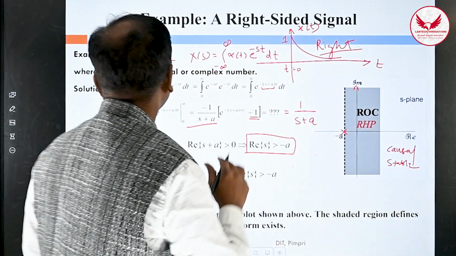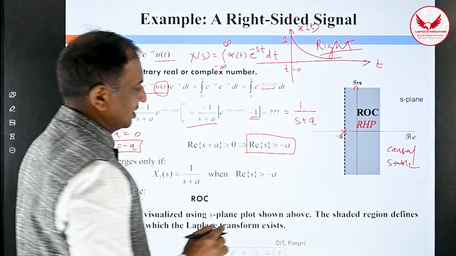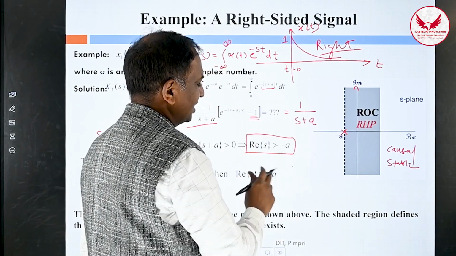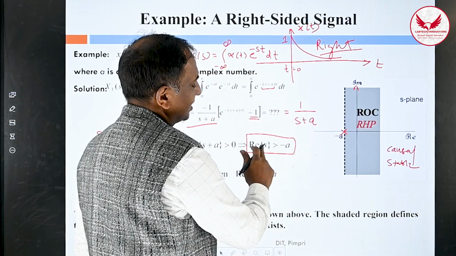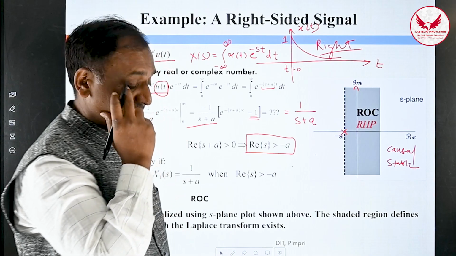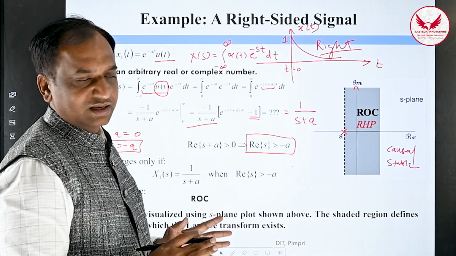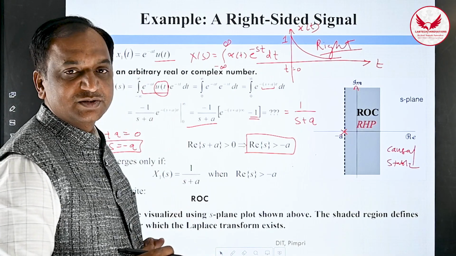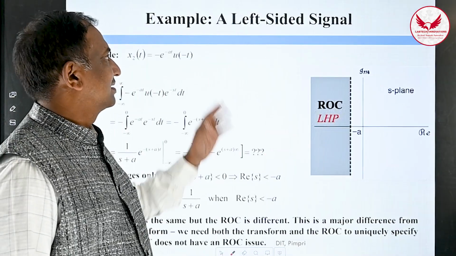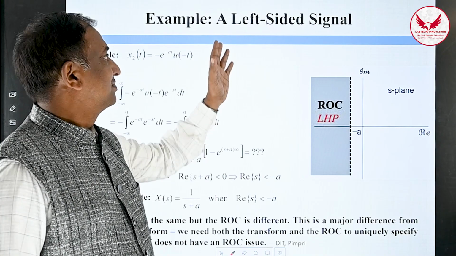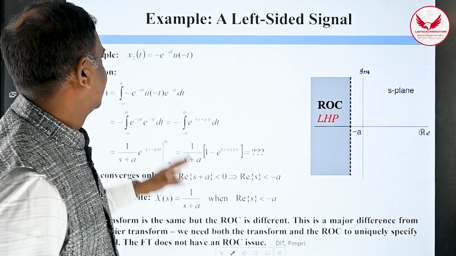So the Laplace transform of e raised to minus at u of t is 1 upon s plus a, and its ROC is the real part of s greater than minus a. Accordingly we can find the Laplace transform of any signal. So this is the Laplace transform of an exponential signal. Now we will see the Laplace transform of a left-sided signal.